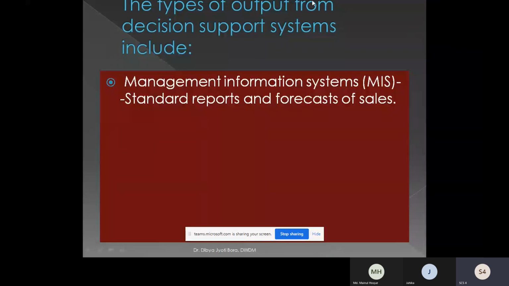Now, the types of output from a decision support system include MIS, standard reports, and forecasts of sales. Of course, what will the decision support system output be? Some kind of forecasting or some kind of prediction about the sales.